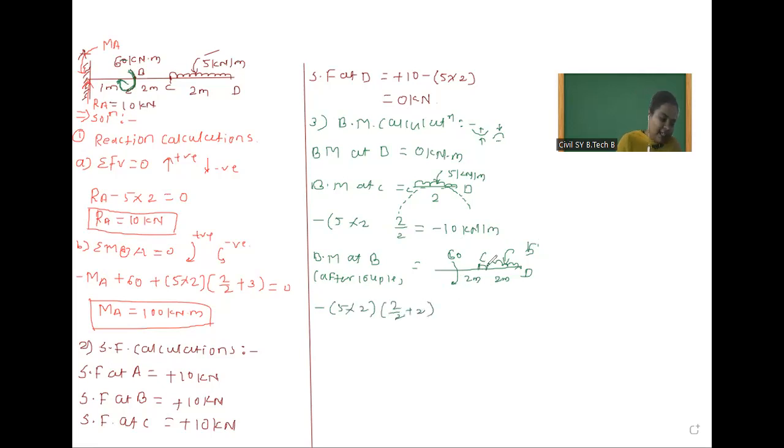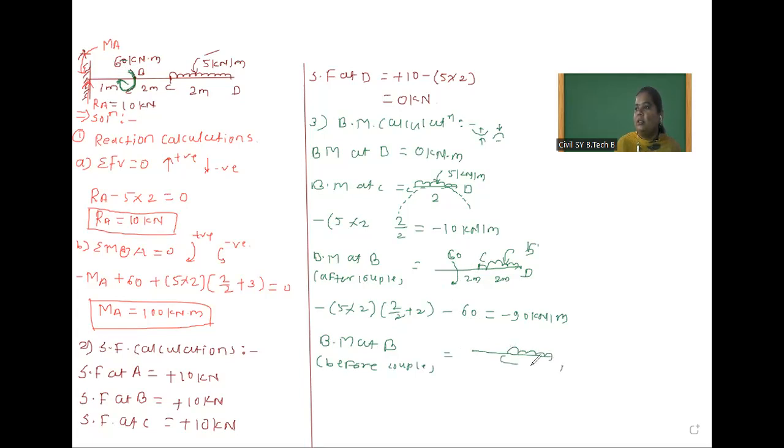After that, next, this 60 pushes downward, so minus 60, which is equal to how much we calculate and tell me? Minus 90. Okay, minus 90 kilonewton per meter. Now we will check for before couple. Bending moment at B before couple. So before couple, span is only C to D.